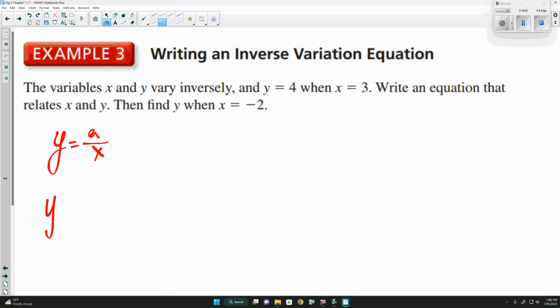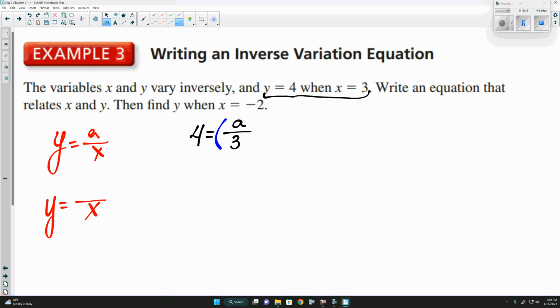Now, really, all we need to know is the value of a, because if we can find the value of a and plug it in, we have the equation. Well, for this problem, they did give us the value of x and y. They said y is 4 when x is 3. So we can plug it in. We can say 4 is equal to a, whatever that value is, over 3. Because whenever we have that value of a, when we divide it by 3, we will get a value of 4.